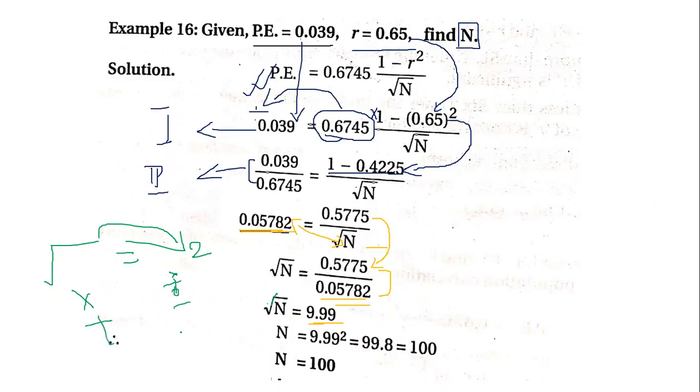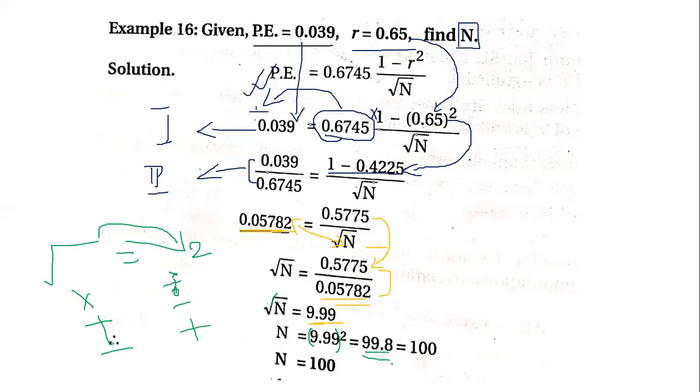If you have subtraction, it is addition. Similarly, square root on one side will become square on the other side. So I am taking this square root to the other side, and it will become 9.99 whole square. Now once I square this 9.99, I get a value of 99.8.